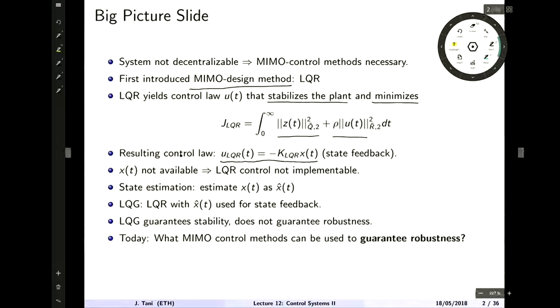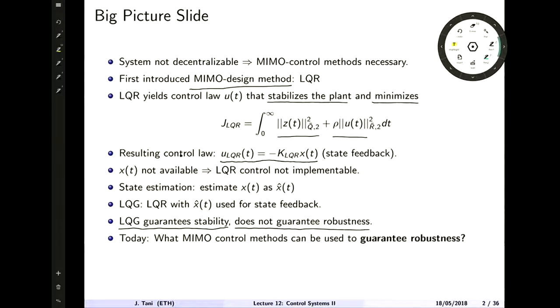So what we did is we introduced last week state estimation. We don't have x, which is why we try to estimate it, which brings x hat. And if we take x hat and we use LQR on x hat, we have LQG. And LQG works very well. It guarantees stability. What's important is that it does not guarantee robustness.